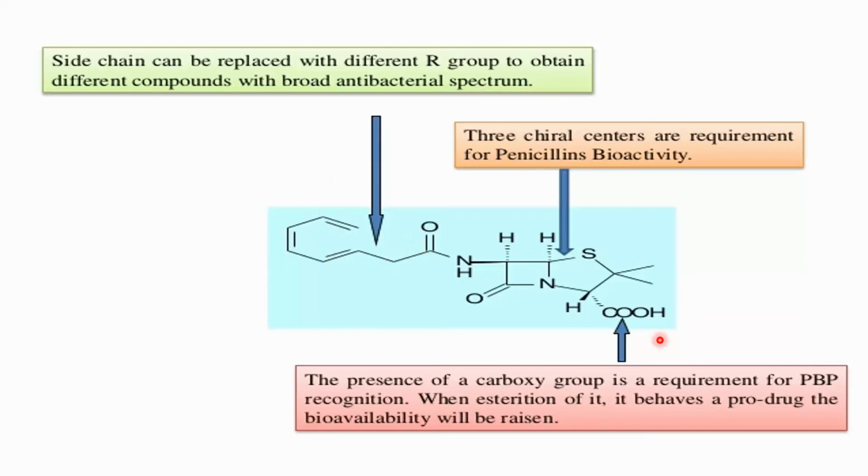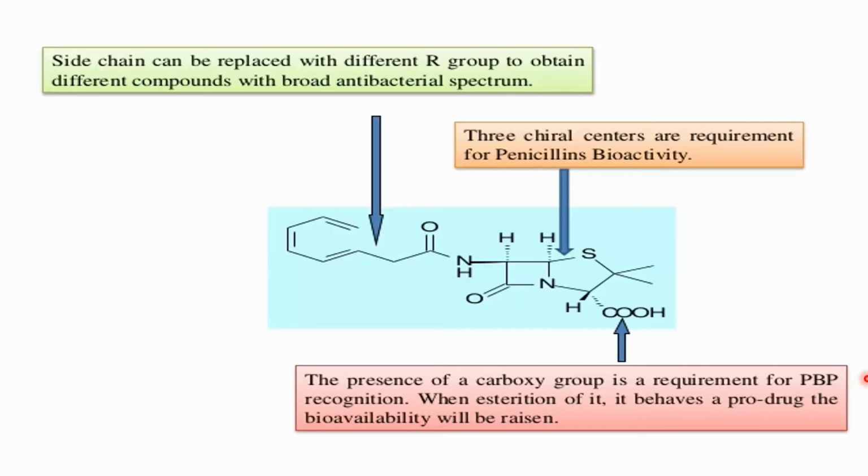And the most important part is the COOH group. This free carboxylic group is mandatory for the activity of penicillin, because this free COOH group will bind to the penicillin binding protein, and this penicillin binding protein plays a major role in the mechanism of action of penicillin. Later on you will see in other slides how this penicillin derivative works. But right now this carboxylic acid group is necessary for binding with the penicillin binding protein.